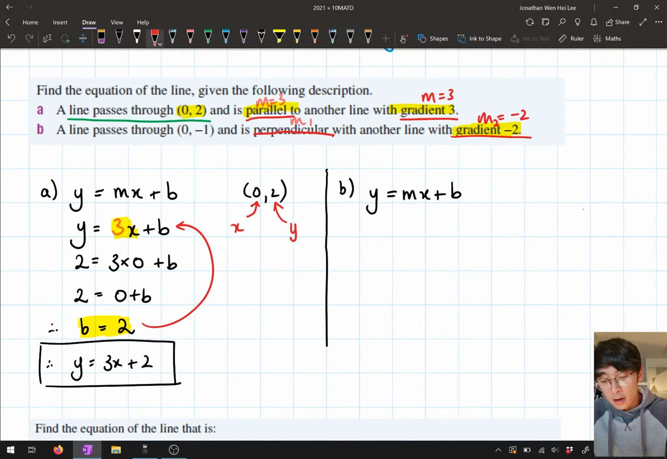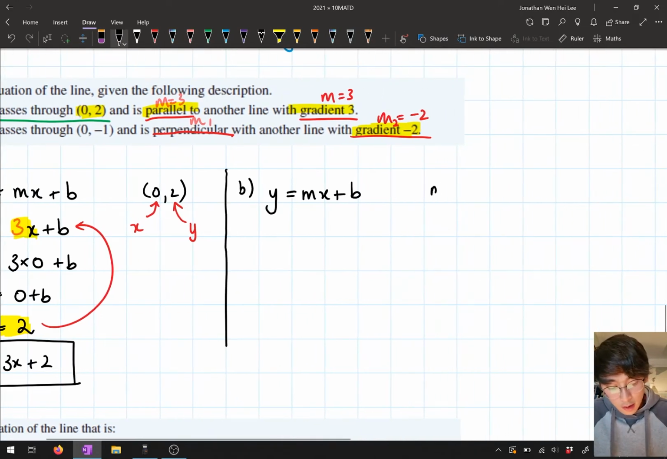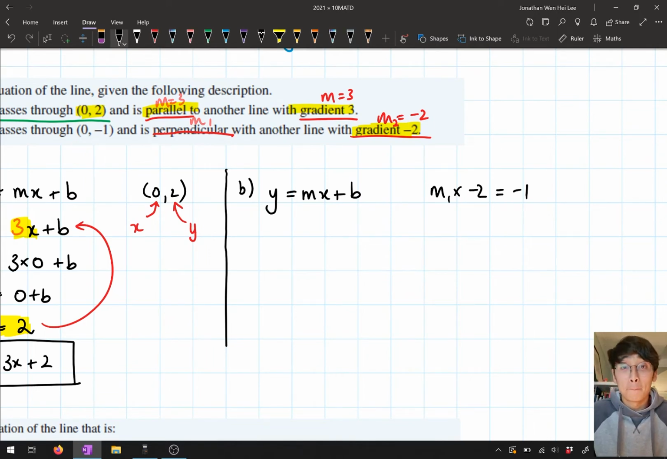So let me do some working out on the side here. Now I know m1 times m2 is equal to -1. And so if m2 is equal to -2, I'm just going to replace m2 with -2, like that. So if I want to find my gradient, well, to get rid of that multiplication, I need to divide. So I'm going to divide both sides by -2.